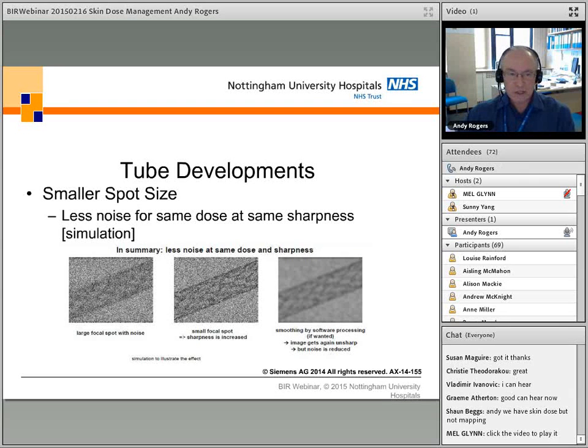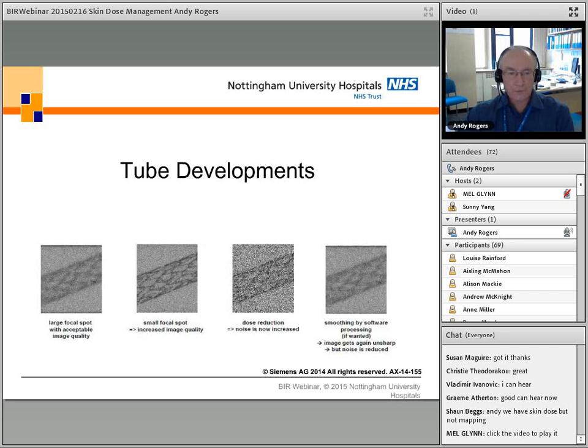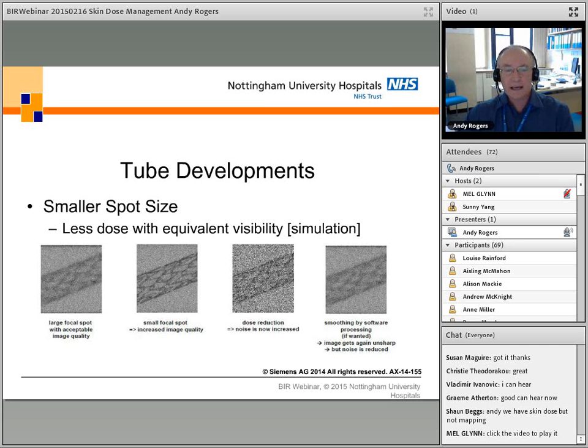This is a simulation. You can have less noise for the same dose at the same sharpness. So we've used a smaller focal spot. The sharpness is increased, which gives better image quality. So we can smooth it down and it looks the same as before, but with less noise. Or we can have less dose with the equivalent visibility.